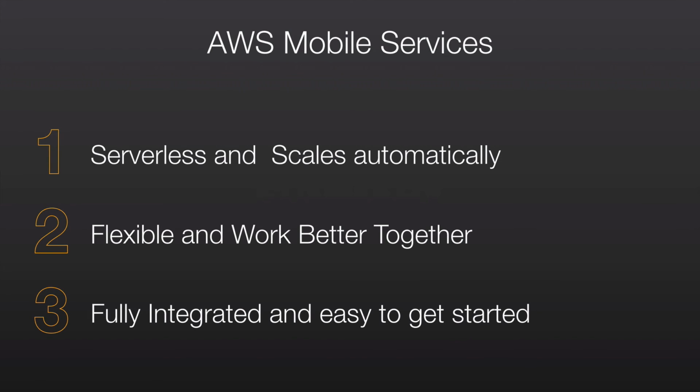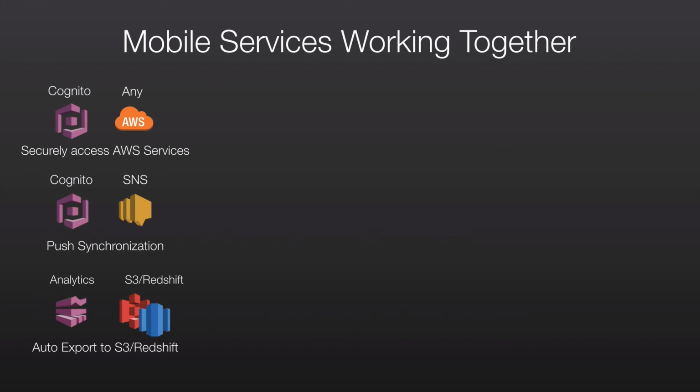The services are flexible and they're integrated. So Cognito, for example, acting as an identity and access management service, authorization service to enable your mobile app to work directly with other AWS services. And this fully integrated nature really does make it very easy to get started. Some examples of integrations that you might want to consider. Just mentioned Cognito there. Cognito for push synchronization, where you might send an SNS notification to initiate a synchronization activity.